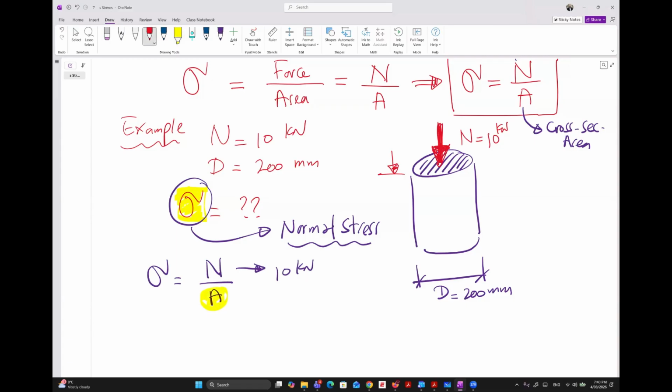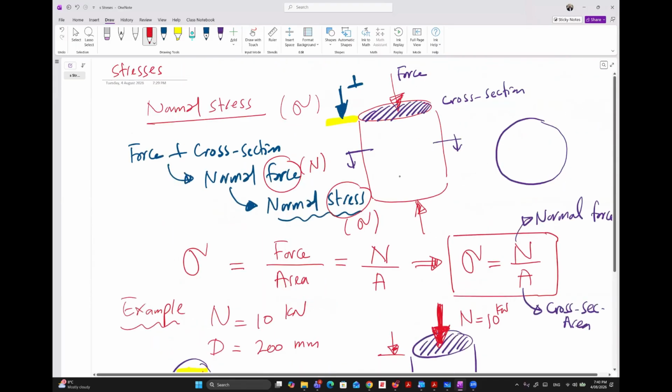What is the cross-section area here? Is it square or circle or rectangular? That's way back in the notes. Sorry, just going through my notes. Yeah, it is similar to the one before we did. So it is a circular section.